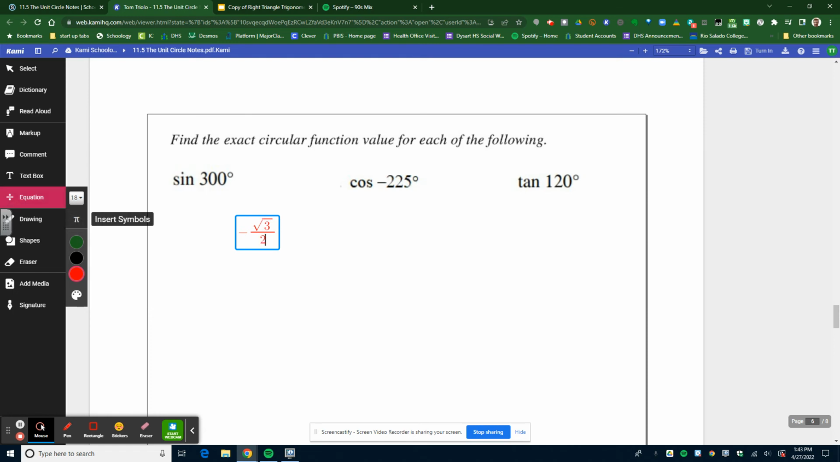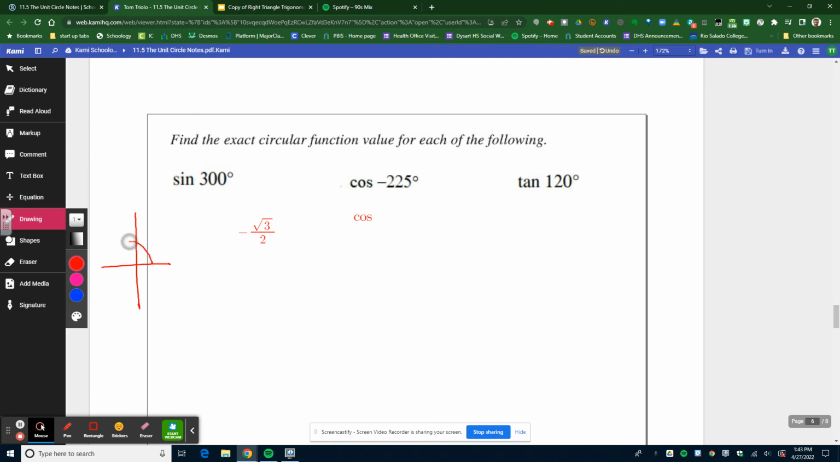Okay. How about cosine of negative 225? How about that one, Jerry? Yeah, so what do I do first? What's the coterminal angle for negative 225? I know that positive 225 is down here in the third quadrant, but negative 225, I start here and go clockwise. I'm going to be in the second quadrant. So what's the positive coterminal angle?